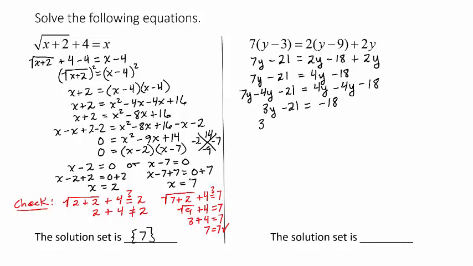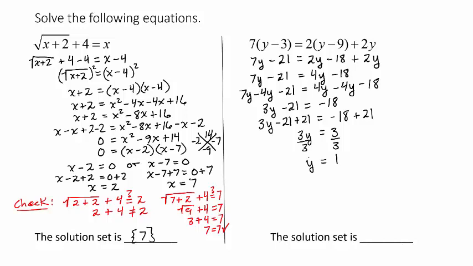18. I want to add 21 to both sides, right? So I'm going to have 3y minus 21 plus 21 equal to negative 18 plus 21. Okay, so on the left, I'm going to have 3y. And on the right, negative 18 plus 21 is positive 3. So now I'm going to divide both sides by 3 to get y by itself. And y is equal to 1, right? 3 over 3 is 1.